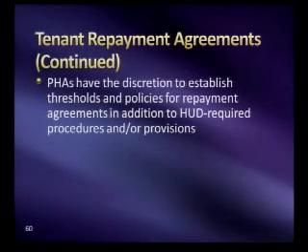Okay, PHAs have the discretion to establish your thresholds and policies for repayment agreements. Please understand there's a provision in the notice that makes mention about repayment agreements shouldn't exceed 40% of the family's adjusted gross income. The operative word in the sentence is should. That means this is just a recommendation, okay? It's a recommendation, but you, the PHA, have the discretion. HUD does not dictate what policies or thresholds you have in place.